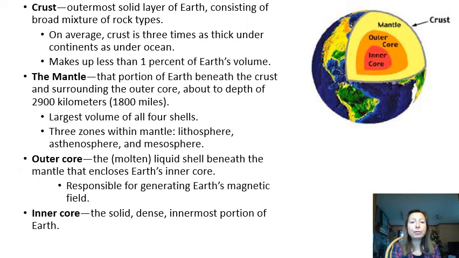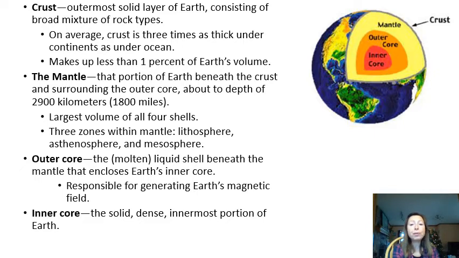The crust of the Earth is the outermost solid layer of Earth, consisting of a broad mixture of rock types. On average, crust is 3 times as thick under continents as under oceans, and the crust makes up less than just 1% of the volume of our planet. The next layer immediately underneath the crust is the mantle. This is the portion of the Earth beneath the crust, surrounding the outer core, to a depth of 2,900 kilometers, which is about 1,800 miles.